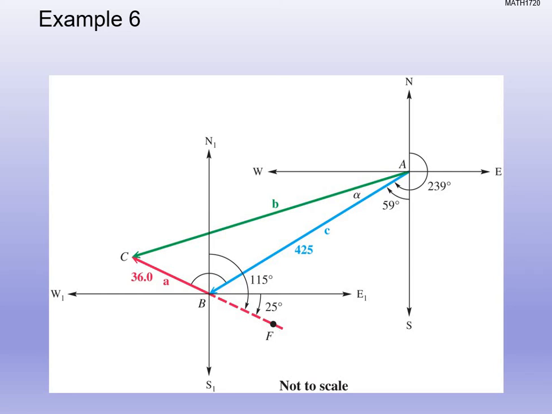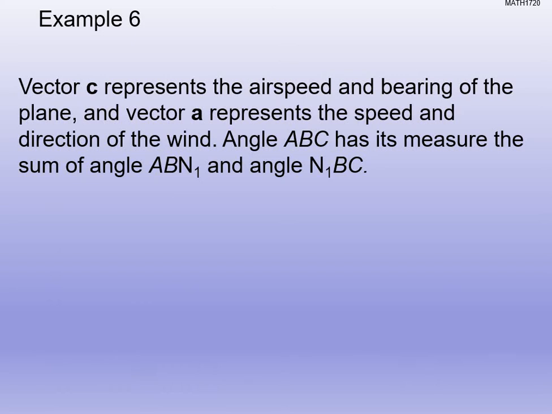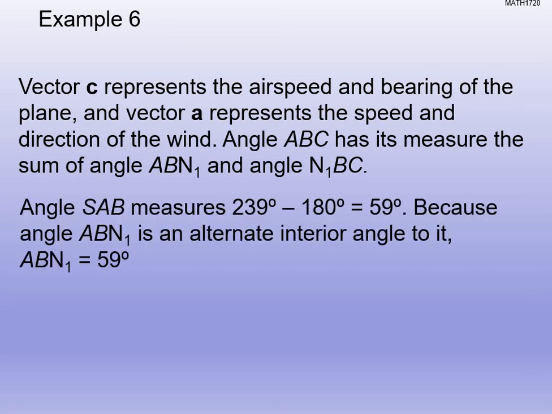And how everything is laid out, because we have two parallel lines cut by a transversal. That's what we're always looking for as well. So we know both east-west lines are parallel lines. They can be cut by our vector. The vector B that's up here is just a vector that you draw. It's a resultant vector from the effects of the wind and the airplane. Alright, so vector C represents the airspeed and bearing of the plane. Vector A represents the speed and direction of the wind when we draw those out.